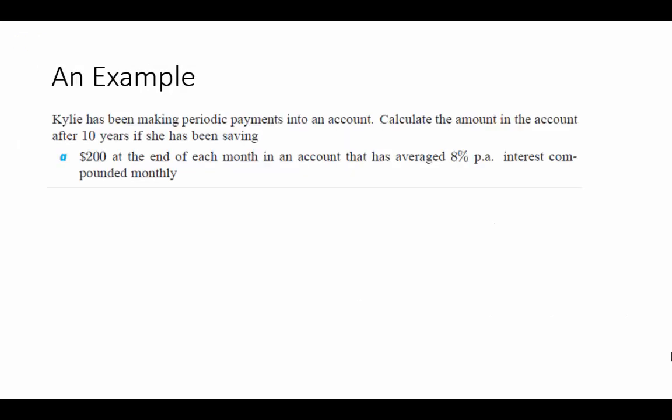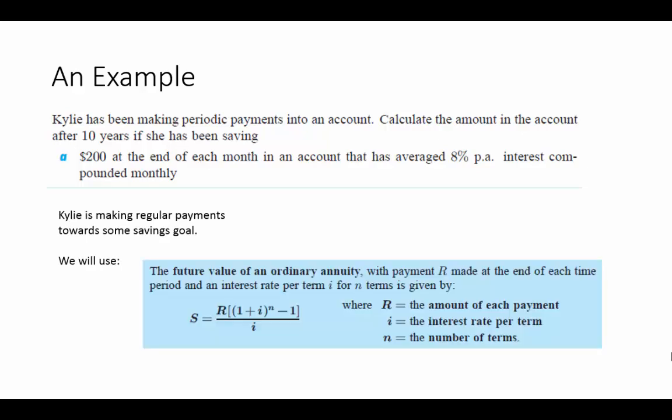So an example: Kylie's been making periodic payments into an account. How much will she have after 10 years if she's depositing $200 at the end of each month and she's earning 8% per annum compounding monthly? So she's making regular payments towards some savings goal, so we'll use the future value of an ordinary annuity. Note that the interest rate is 0.08 over 12 because interest is compounding monthly.